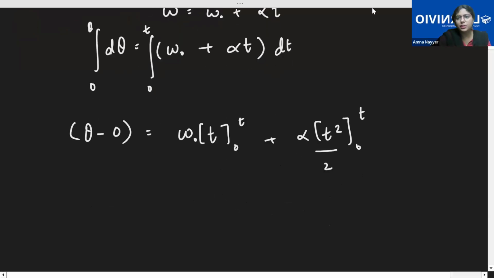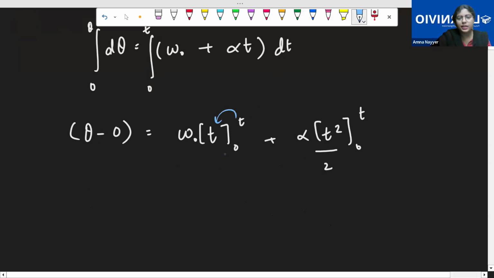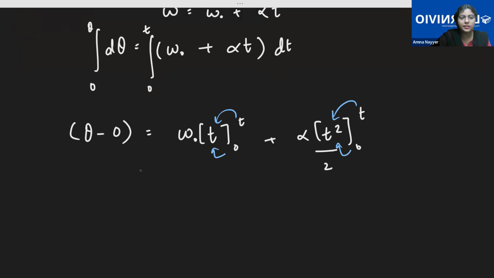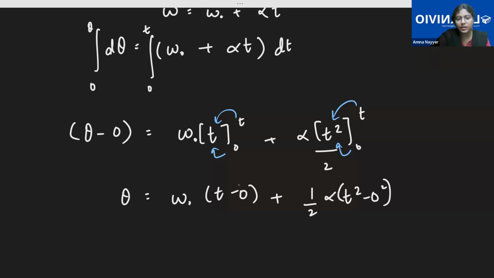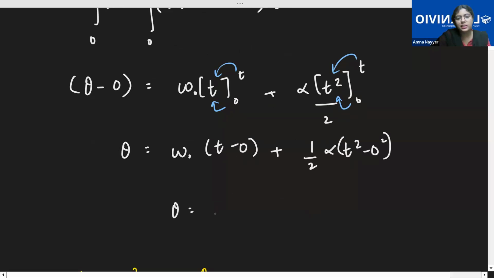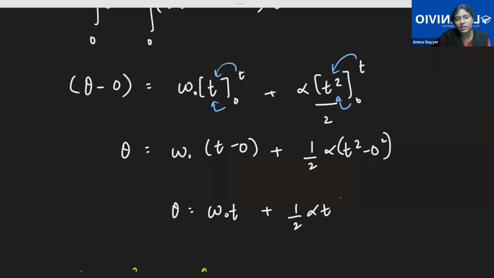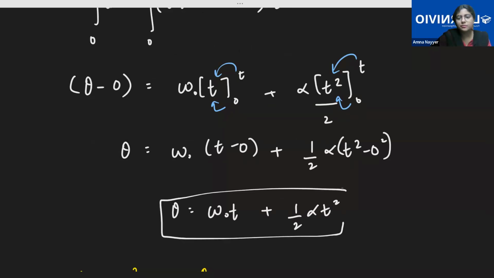Now just the limit substitution is left. Upper limit minus lower limit. Theta is equal to omega naught t minus 0 plus half alpha t square minus 0. So finally the equation is theta is equal to omega naught t plus half alpha t square. This becomes the equation.